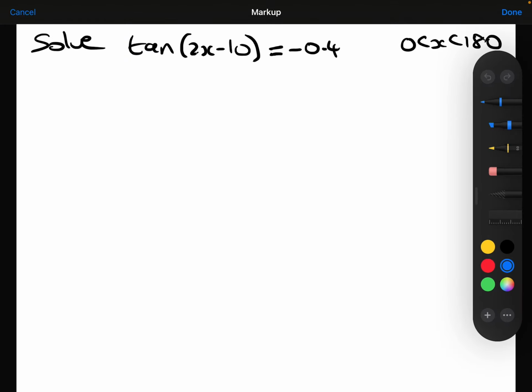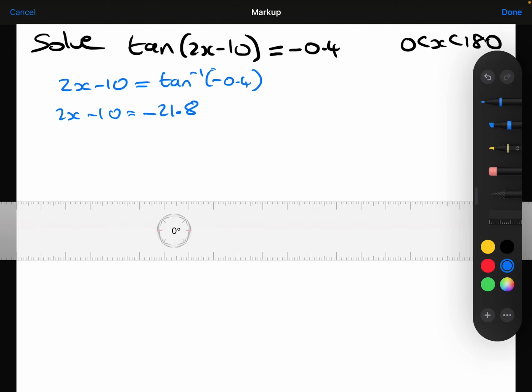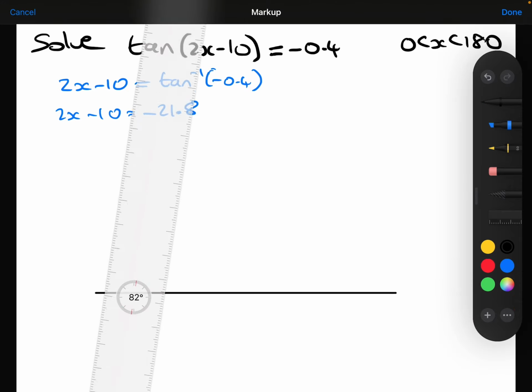Last example. We want to solve the equation tan 2x minus 10 is equal to minus 0.4. So first step, do tan inverse of the minus 0.4. So tan inverse of minus 0.4 gives minus 21.8 degrees. Draw the graph. The moment you press tan inverse, sine inverse, cos inverse, whatever it is, the moment you press that inverse button on your calculator, draw the graph.